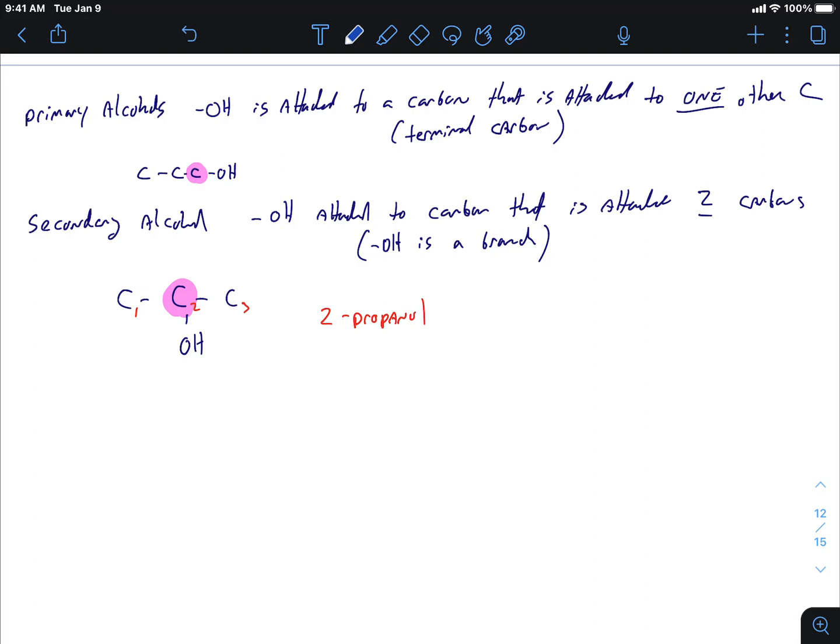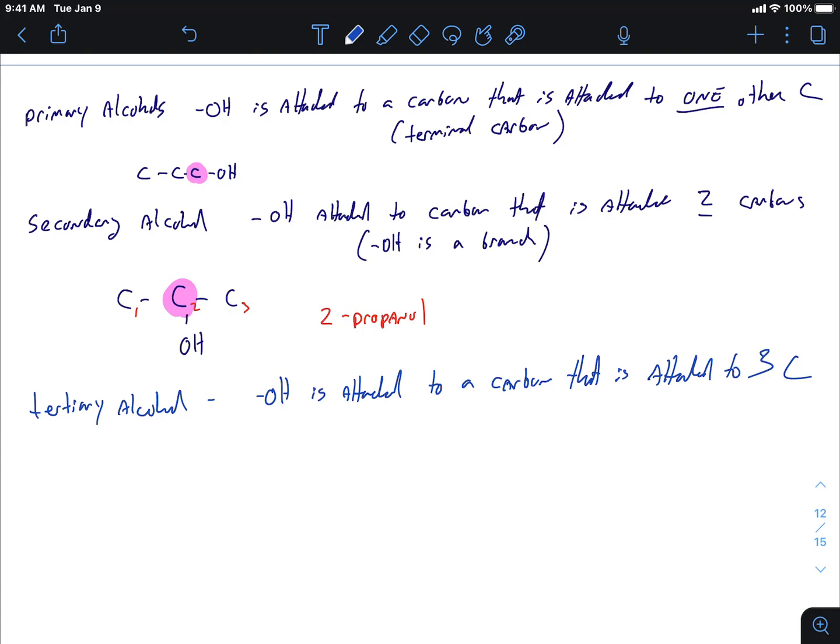Then we have what's called a tertiary alcohol, and that's when the OH is attached to a carbon that is attached to 3 carbons. This is not as common, but it would look something like this. The carbon that holds on to the functional group is bonded to 3 other carbons.